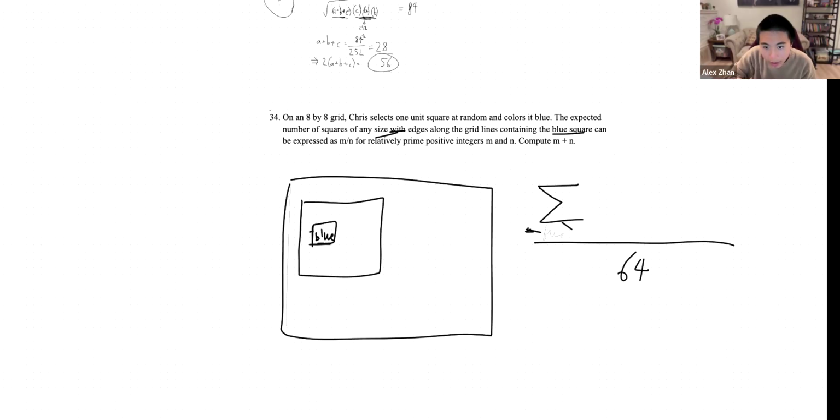Okay, so for each blue square among the 64, we then try to count the number of larger squares containing it.